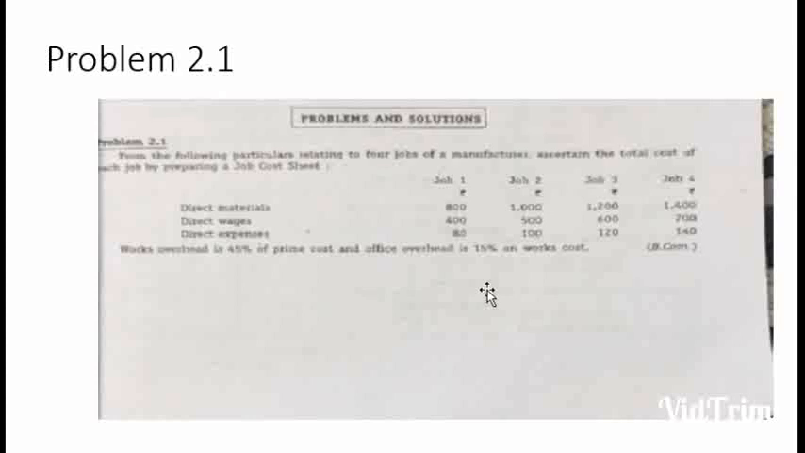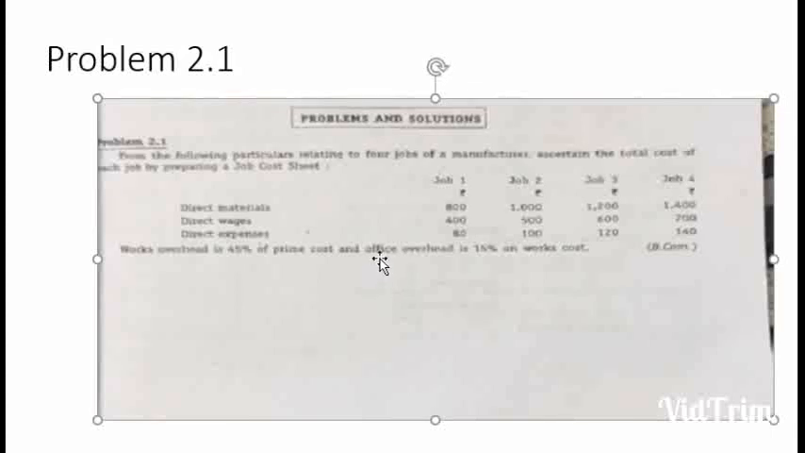After your works cost will be your office overhead, or office and administration overheads. When you add your office and administration overheads, you will get your office and administration cost. Then after that you will have selling and distribution, then you will have profit, then you will have selling price. We finished with your works cost.